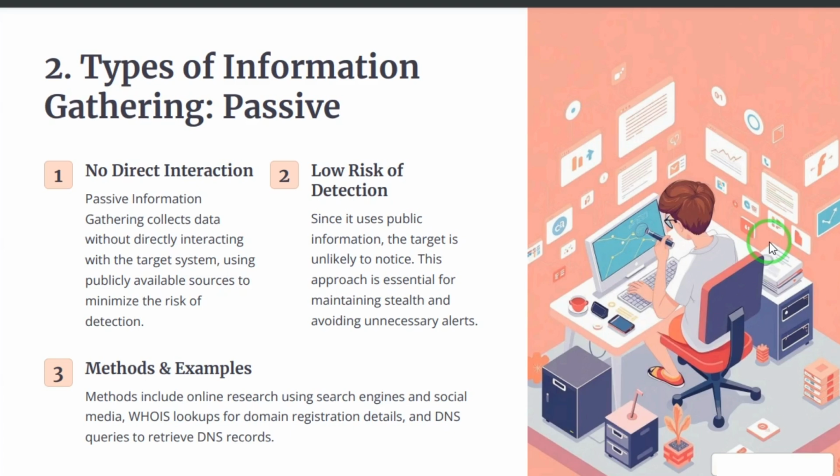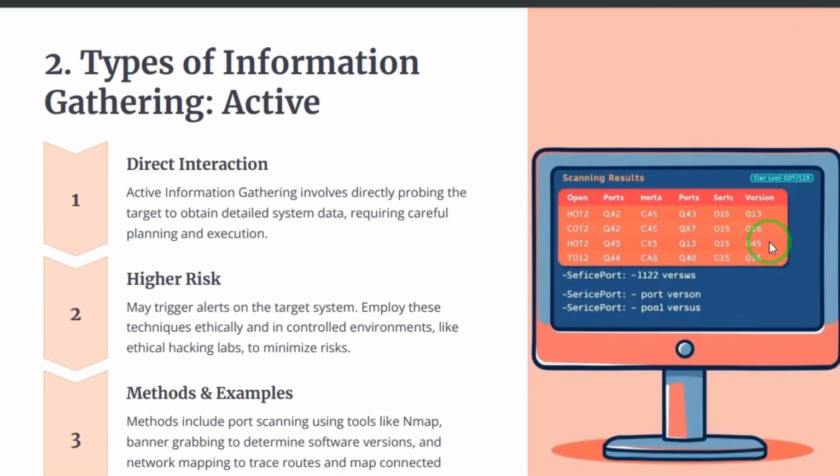This has low risk of detection, meaning since it uses public information, the target is unlikely to notice that you are gathering information. So this approach is essential for maintaining stealth and avoiding unnecessary alerts. So how do we gather passive information? This method includes online research using search engines and social media, WHOIS lookups for domain registration details, and DNS queries to retrieve DNS records.